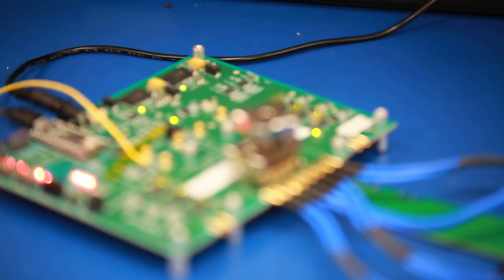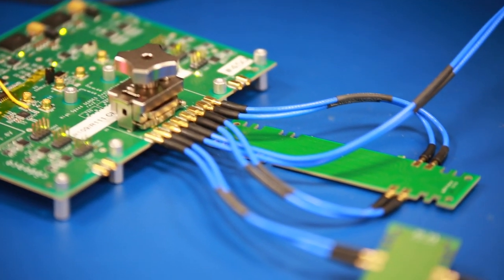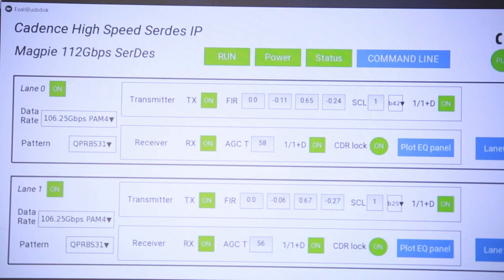Cadence PHY lane 1 setup is focused on medium reach chip-to-chip application. Lane 1 channel between its TX and RX has 25 dB insertion loss at Nyquist frequency. Data rate for lane 1 is also 106.25 gigabits per second PAM4. Cadence 112G-LR PHY link performance test is now successfully running.